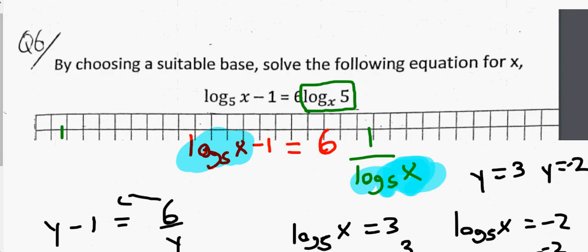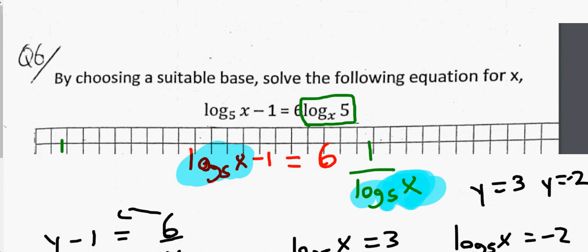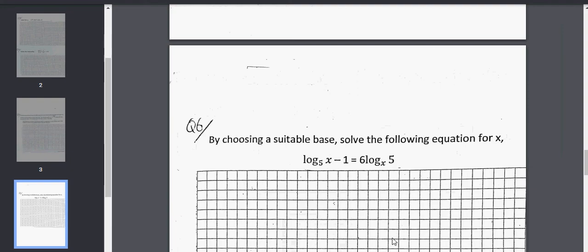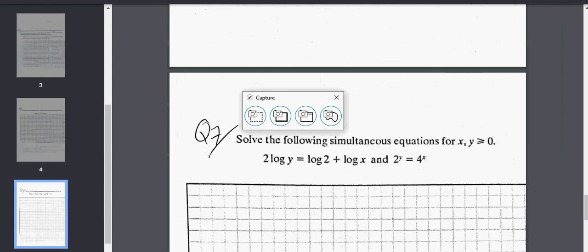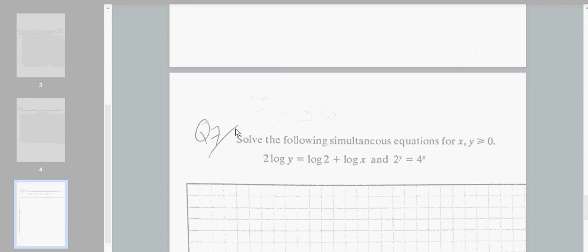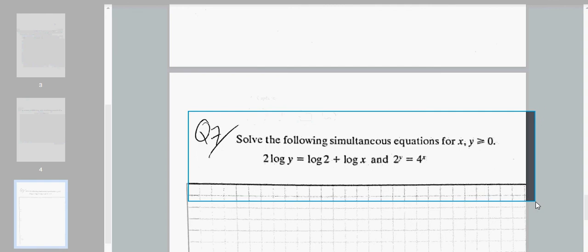Now, the last one was tricky. The last one had a curveball in it. Now you're going to kick yourself when you see it. Sir, I didn't ask him, isn't it? On question 7. Question 6. Bring it up.